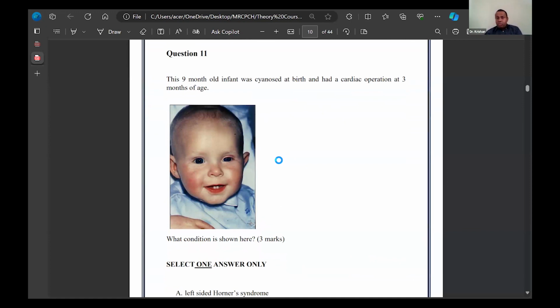A nine-month-old infant was cyanosed at birth and had a cardiac operation at 3 months of age. What condition is shown here?